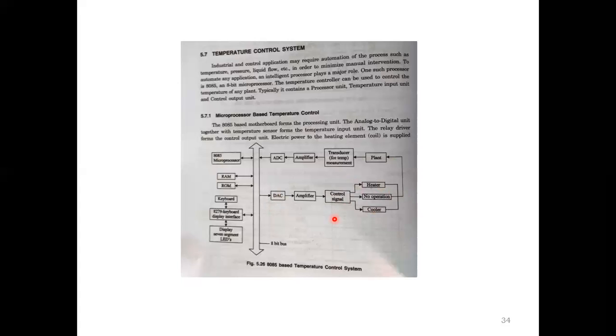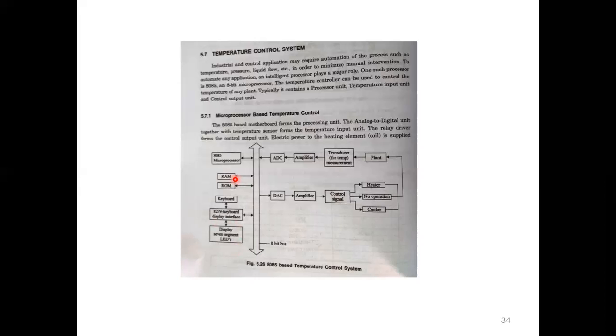For the keyboard we give input values to the functional blocks, and the display shows the status of the temperature control unit, whether temperature is high or low. RAM and ROM store multiple temperature values in a particular time period, that is, what the variations are. So RAM and ROM are used in the temperature system.